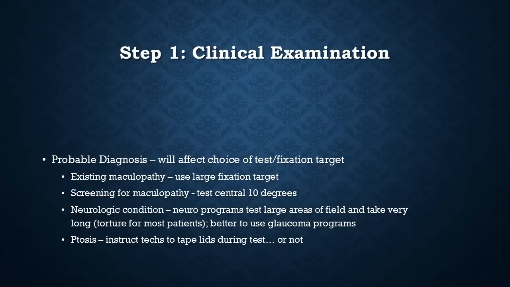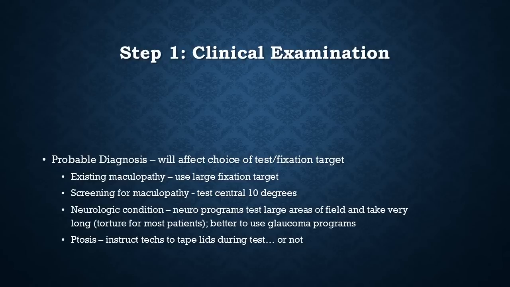The probable diagnosis will affect our choice of test or fixation target. So for those with macular conditions, use a large fixation target, or if you're screening for maculopathy, just do the central 10 degrees, no need to do the entire 30 or 24 degree test. Neurologic conditions can usually be tested with glaucoma programs because the neuro programs of the machines that we use tend to take very long, and that's really torture for some patients.